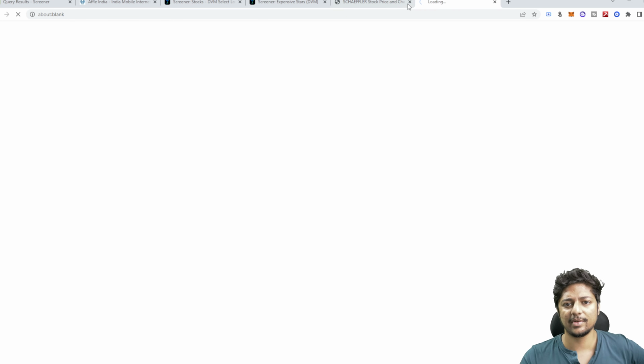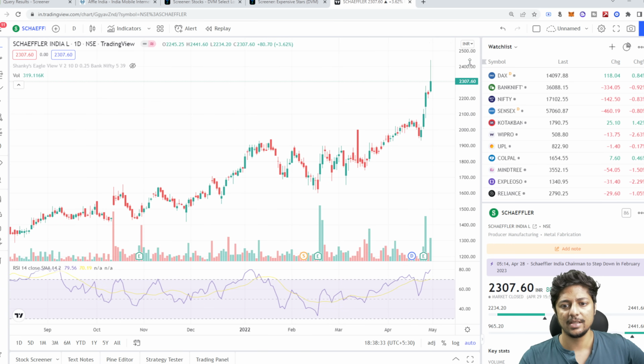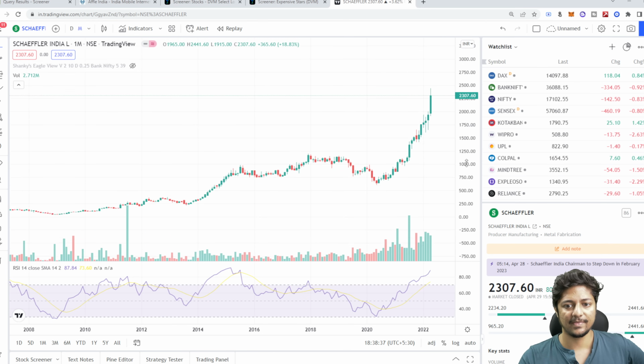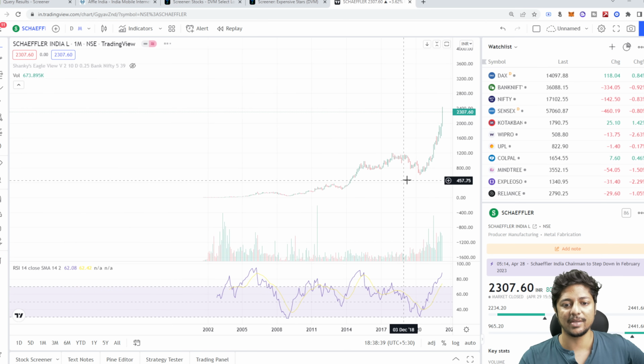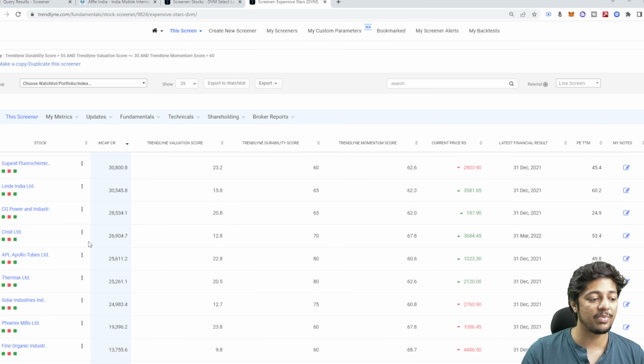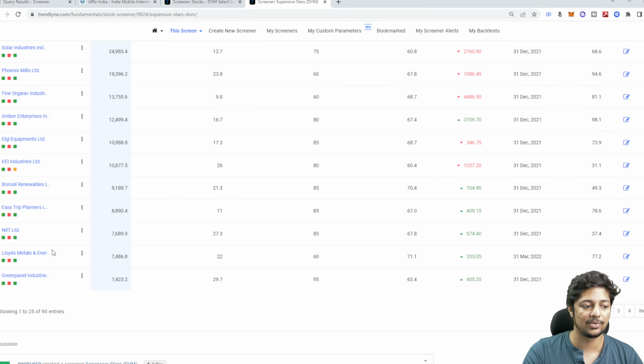If you look at it from a technical standpoint, Sheffer India, let me quickly show you how it is. Look at this. It's given a breakout. Even on a month-on-month basis, look at this. It has given a breakout and it's doing really well. Now, it's obviously overvalued a little bit because it just shot up too much. But see, you find these things out well in advance and you do your own research on it. It's not like I'm going to come and tell you do this, do that. You have to do your own.